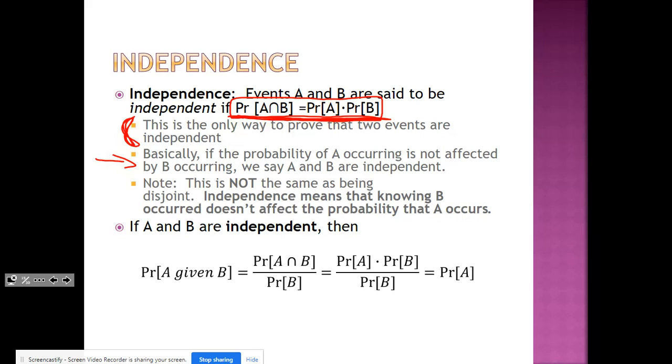One thing to know, this is very important, people mix this up all the time: independence is not the same as being disjoint. They sound similar, like they mean similar things, but they do not. Disjoint means they have nothing in common. If one occurs, the other can't occur. Independence means knowing B occurred doesn't affect the probability that A occurred. But basically, they have to both occur for independence, so they can't be disjoint. So if they're independent, they cannot be disjoint, or if they're disjoint, they can't be independent.